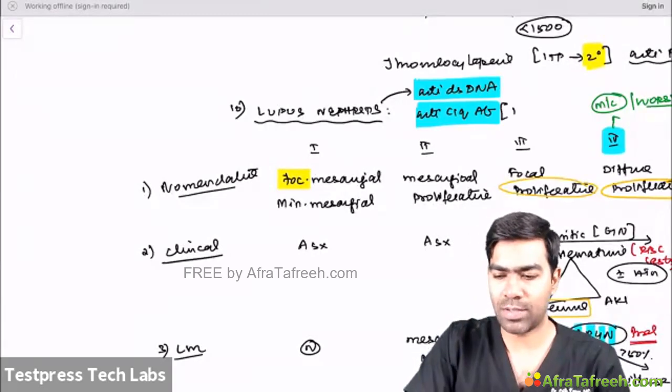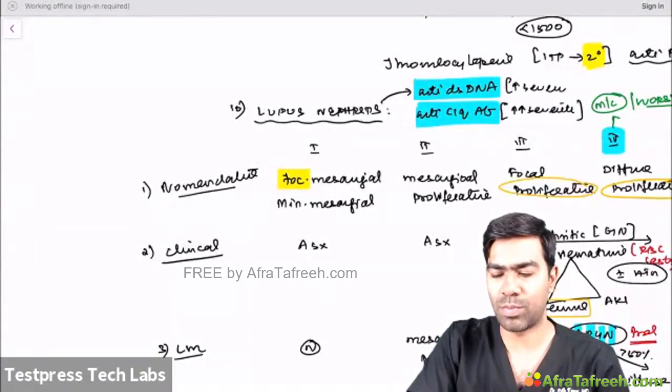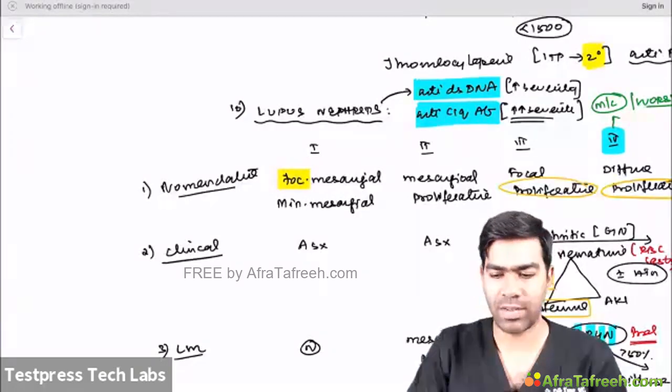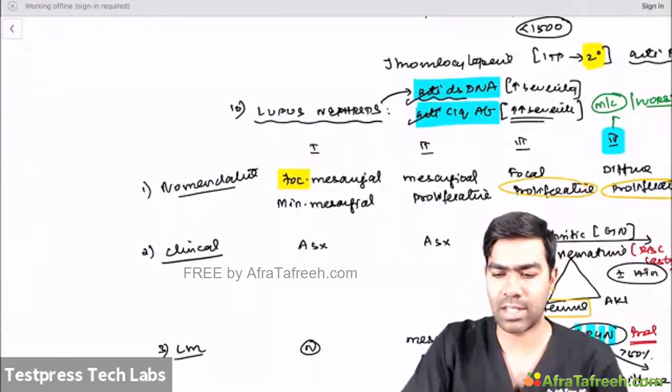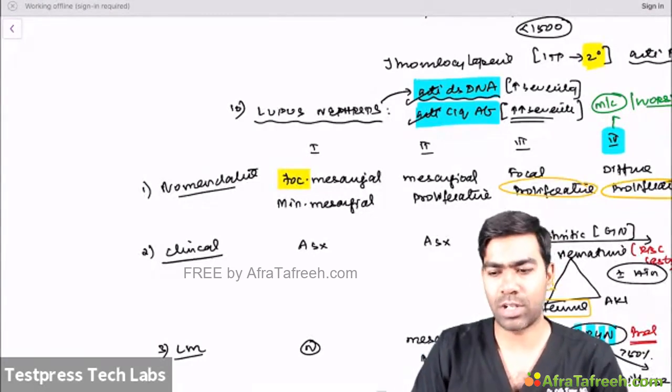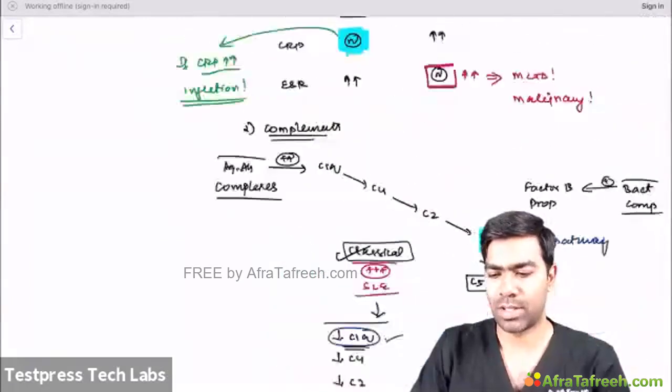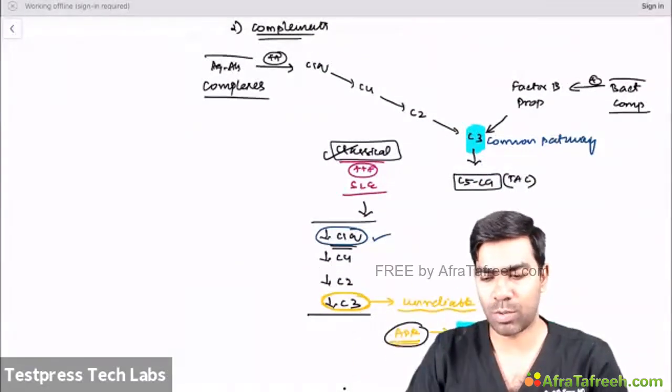Remember, anti-C1q is associated with extremely high severity compared to anti-dsDNA, which is also associated with high severity of lupus nephritis. But nevertheless, anti-C1q is a rare antibody. Anti-dsDNA is one of the commonest antibodies that you encounter in the setting of lupus nephritis or any lupus patient for that matter. So because I told you about C1q, I suddenly thought about something which I didn't tell.